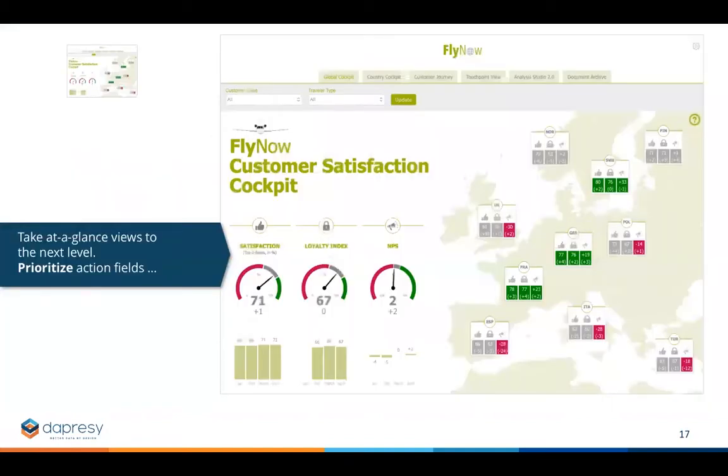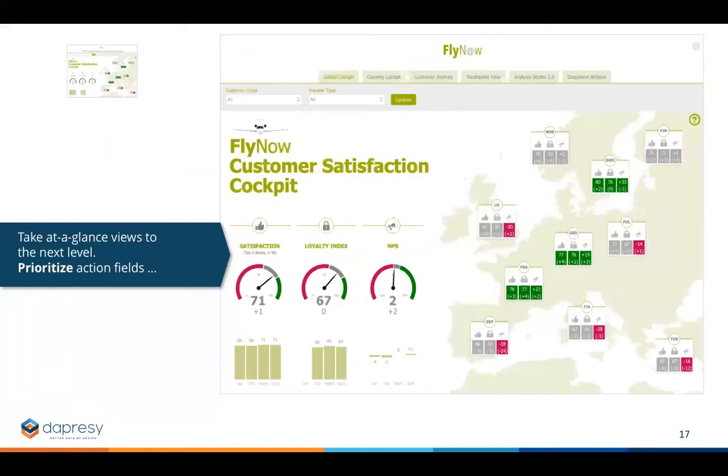It all starts, of course, with a big overview. So it's about prioritizing action fields. What we see on the first page are the satisfaction KPIs, the loyalty index, and an NPS score. Those are the three KPIs the company is monitoring, and those three KPIs have to be improved. They are also bonus relevant.